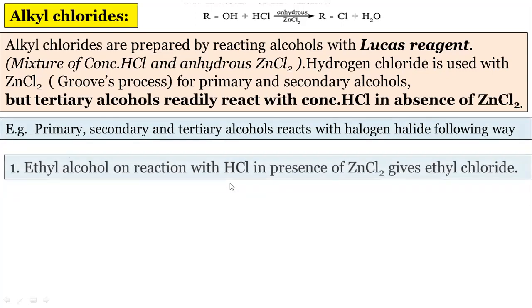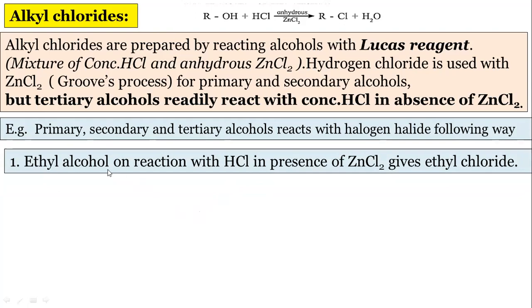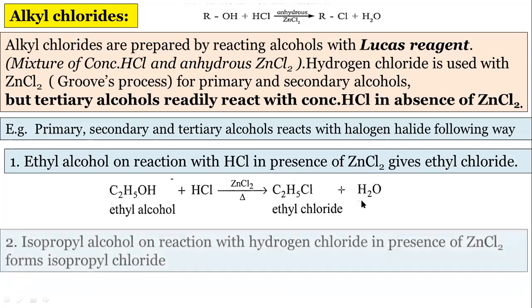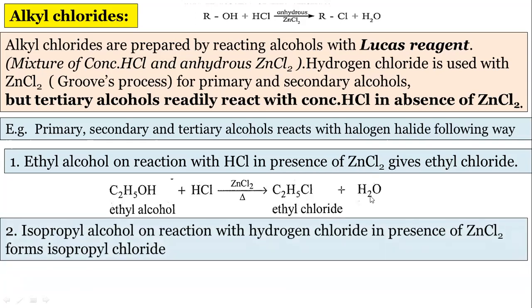Examples are given: primary, secondary, tertiary alcohols. First one is ethyl alcohol. So ethyl alcohol plus HCl, we have to add ZnCl2, heat. We get here OH replaced with chlorine: ethyl chloride plus water. Remember, we have to write the byproduct also. For each and every reaction, this H2O is required.